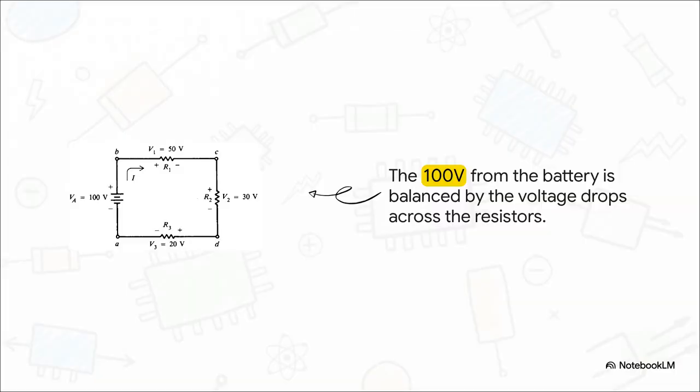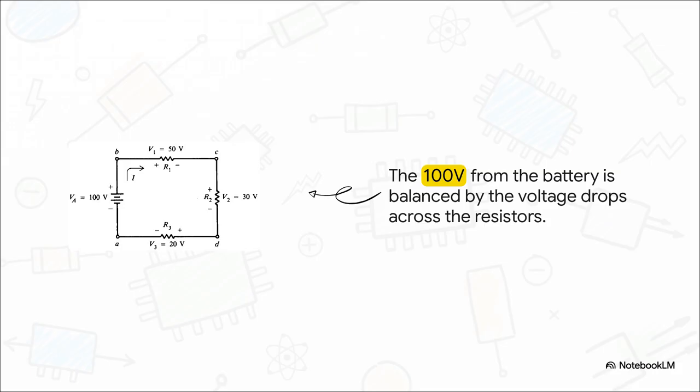And here is a perfect example. We've got a 100-volt battery powering this circuit. Now, as the current flows, it goes through 3 resistors, and each one causes the voltage to drop. The first one uses up 50 volts, the second one uses 30, and the third one takes the last 20. And if you add those up, 50 plus 30 plus 20, what do you get? Exactly 100. The voltage supplied equals the voltage used.